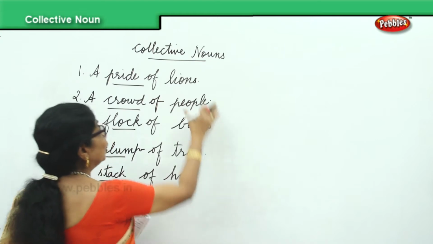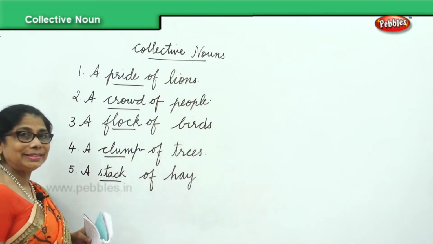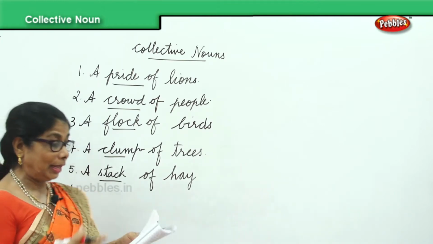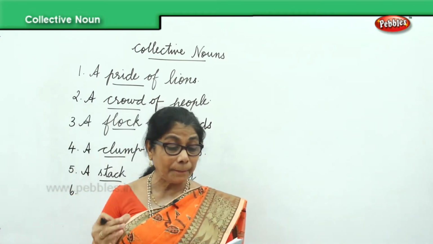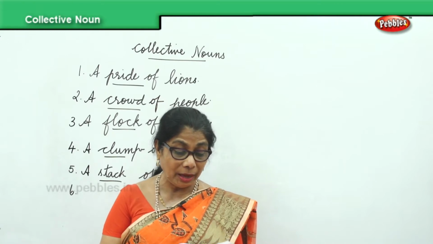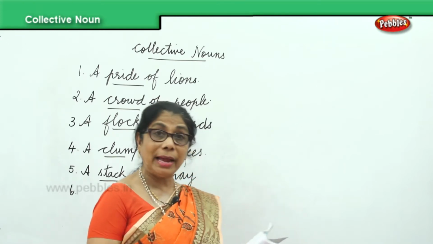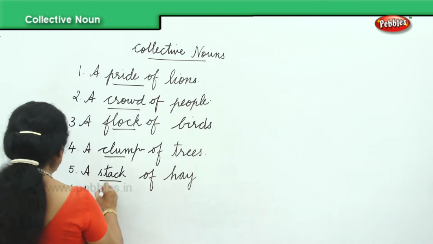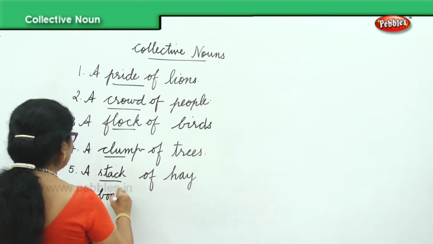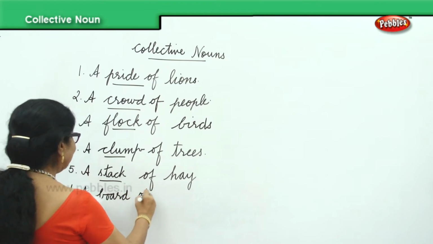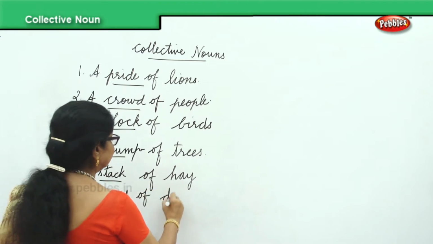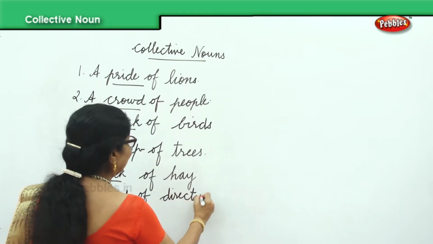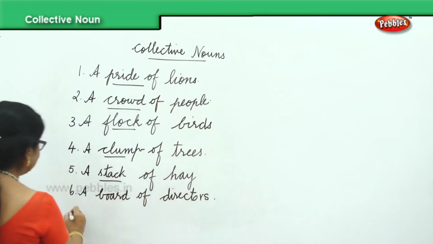What are we learning? Group names for these. That's called collective noun. A collection of persons or things, a group name. Now, we're talking about directors. A board of directors. Yes, a board of directors.